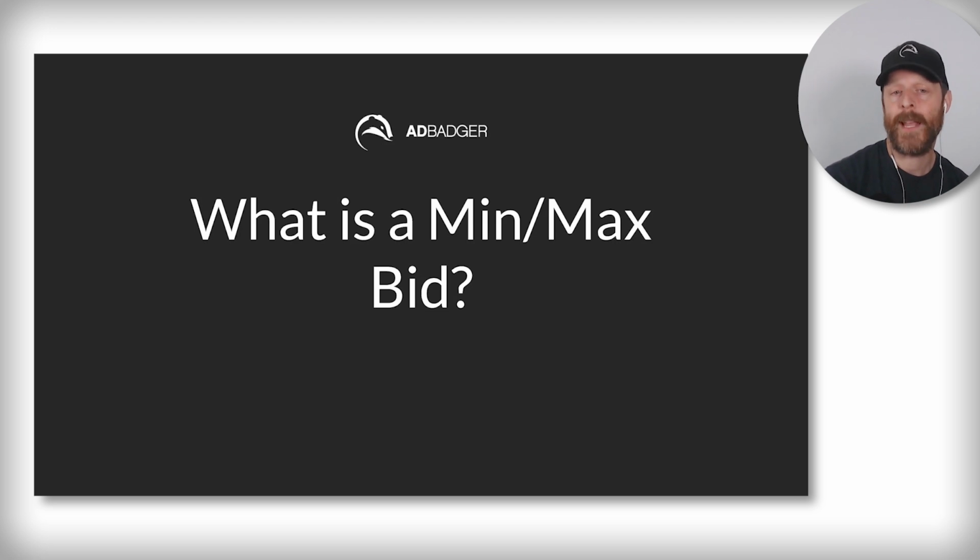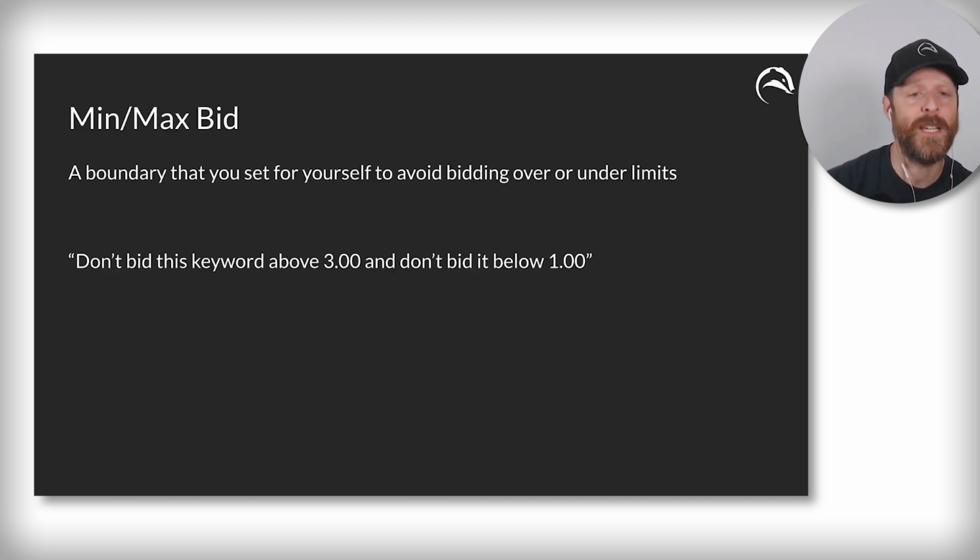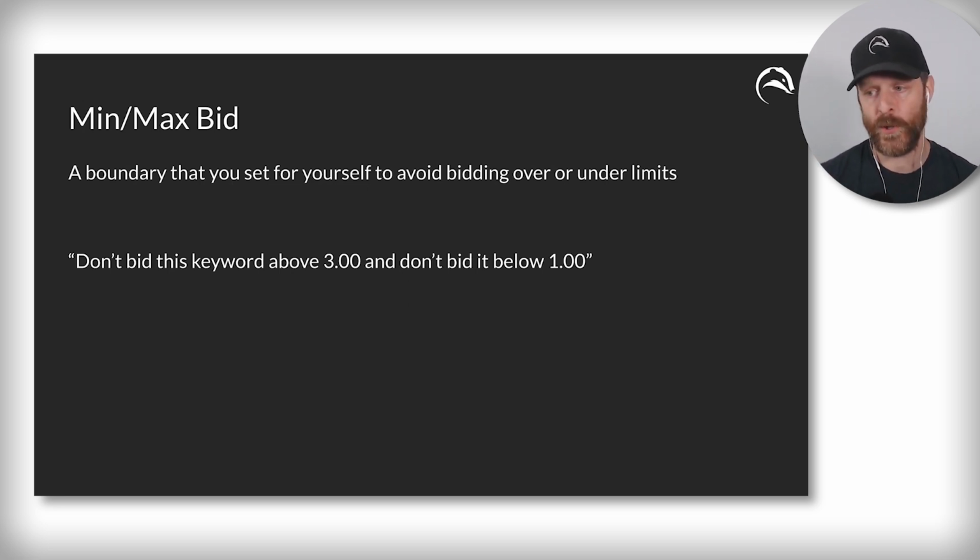Now, where does a minimum and maximum bid come into play here? A minimum and maximum bid is a boundary that you set for yourself. It's not an Amazon feature. There's nowhere in Amazon where you set your bid and then set a minimum and maximum. It's a boundary that you set yourself to avoid going over a limit. So if you ever said, on this keyword, don't bid above 3 and don't bid below 1, that is the use case for minimum and maximum bids.